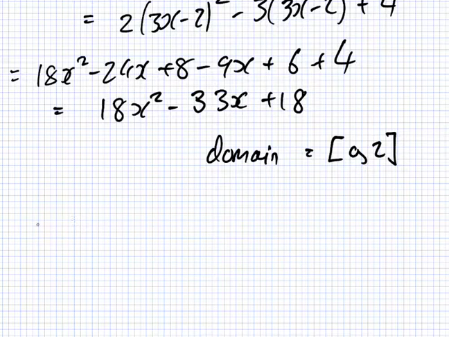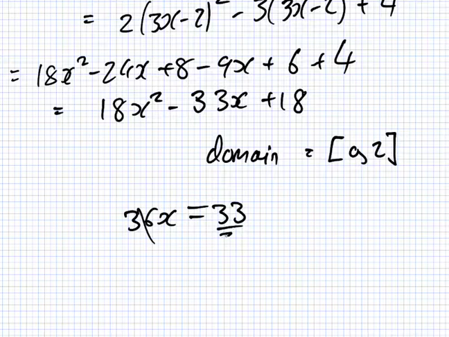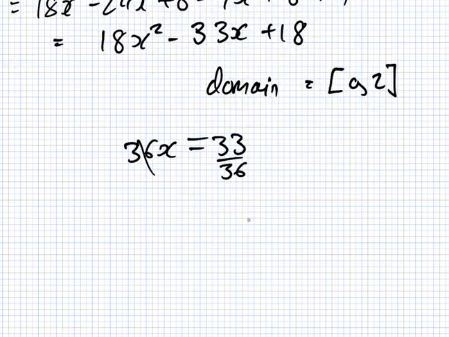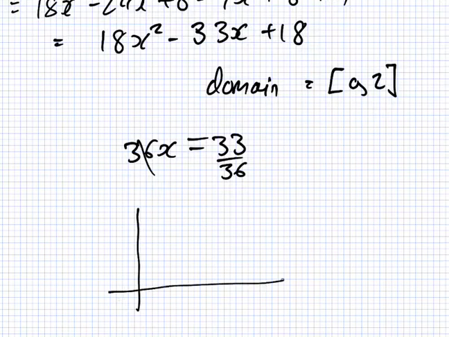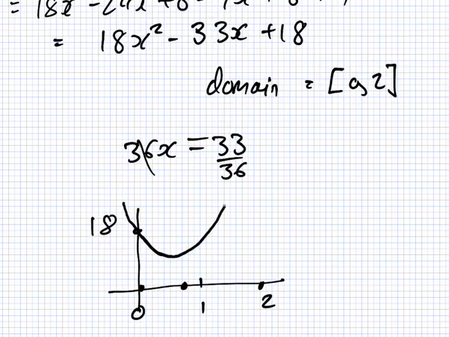So to find the minimum, we make the derivative equal 0. So that would be 36x minus 33 equals 0. So the minimum is at 33 over 36. And the y here would be 18. And here is 0, and here is 2, and here is 1, and here is 33 over 36. So the graph would look something like this.